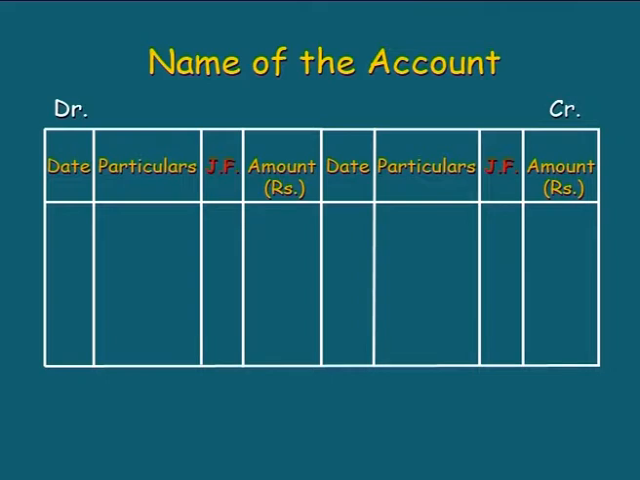Next column is the JF column. JF stands for journal folio. We will further understand it while discussing the accounting process. The last column is the amount column. This column is self-explanatory. You can understand that it is used for writing the amount of the transaction. The same 4 columns appear on the right hand side of the account as well.